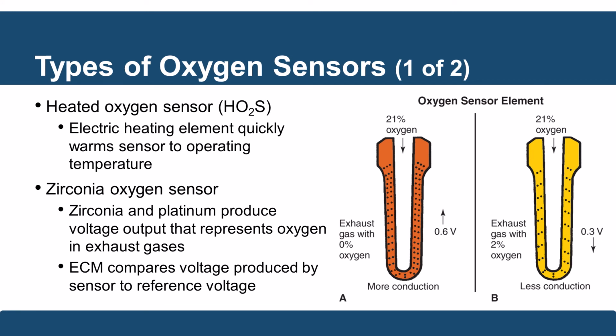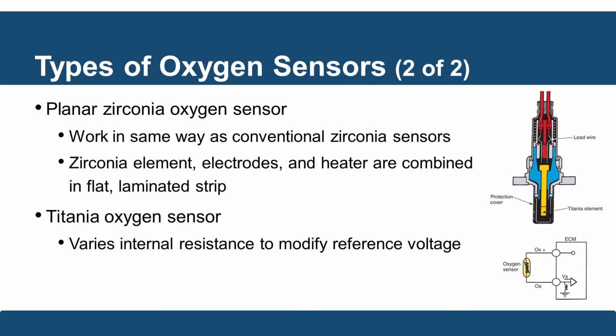Now, there's different types of oxygen sensors that are out there. There's heated oxygen sensors that have an electronic element that's used to heat up the sensor quickly. There is what they call zirconia oxygen sensors. They use zirconia and platinum to produce a voltage that represents the oxygen. These sensors react to oxygen content in the air, but they have to be hot to do so. The ECM compares voltage produced by the sensor to what they know as a reference voltage.